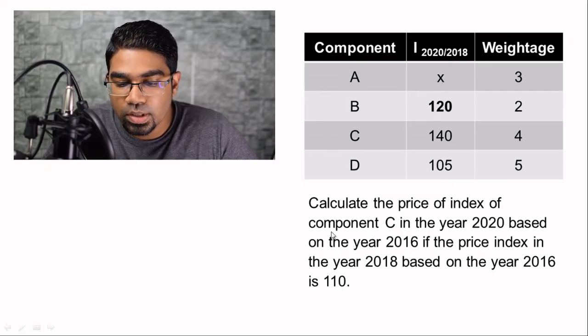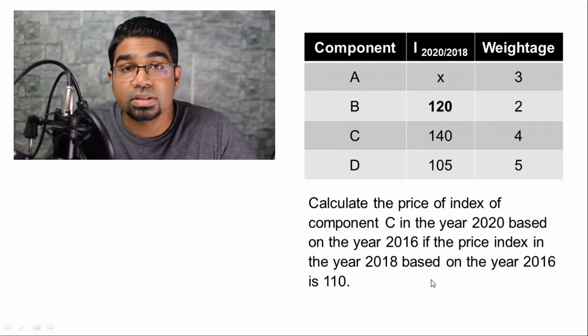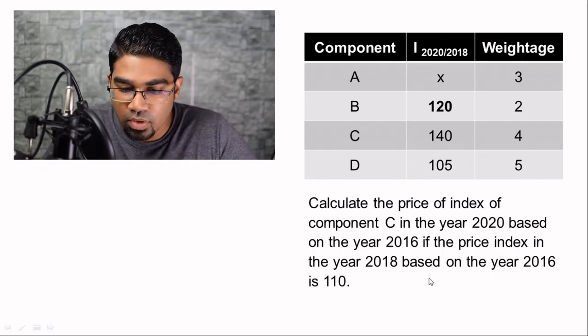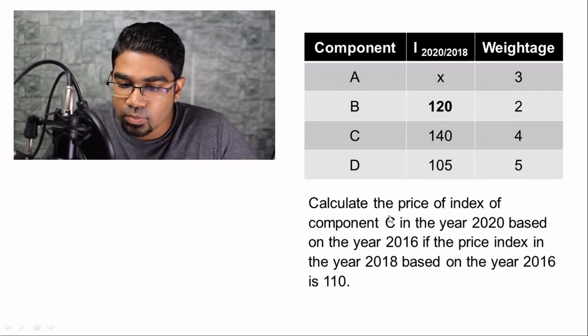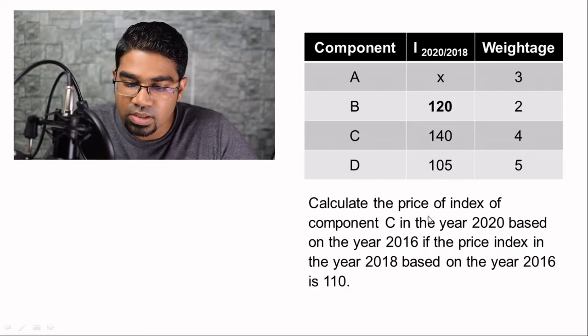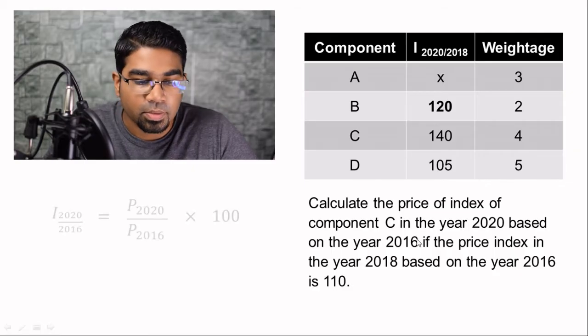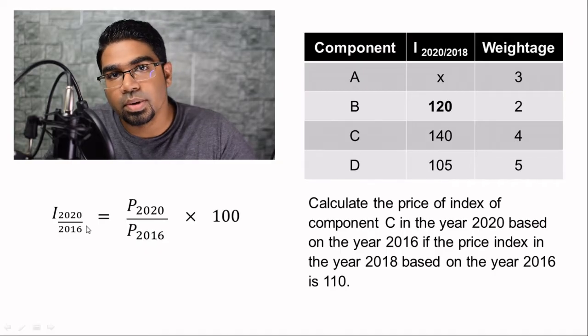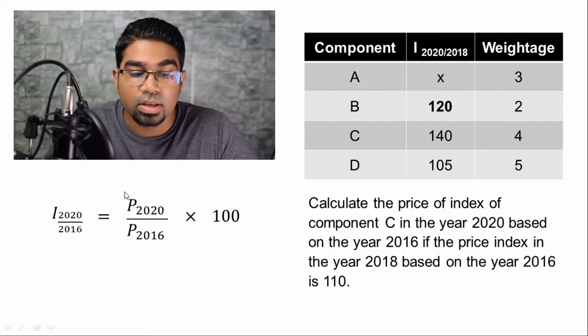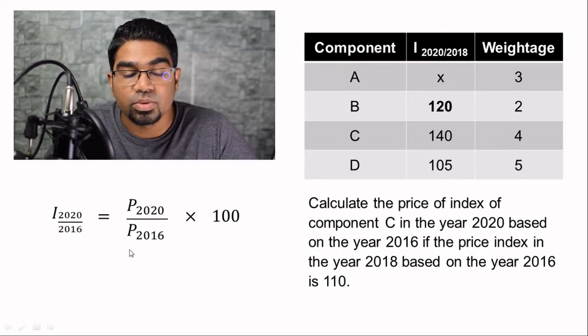Now, how do we do this? So first, let's break it down. Let's first focus on what the question actually wants us to find. Now the question wants us to find the price index for the year 2020 based on 2016. Let's start with that. So index for 2020 based on 2016, the formula that we applied just now applies here as well, is the price in 2020 over the price in 2016 multiplied by 100.